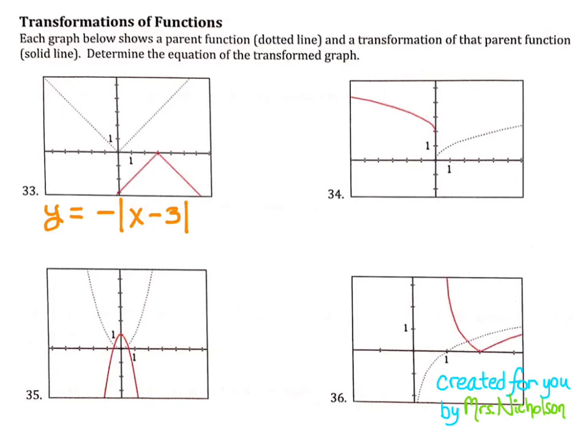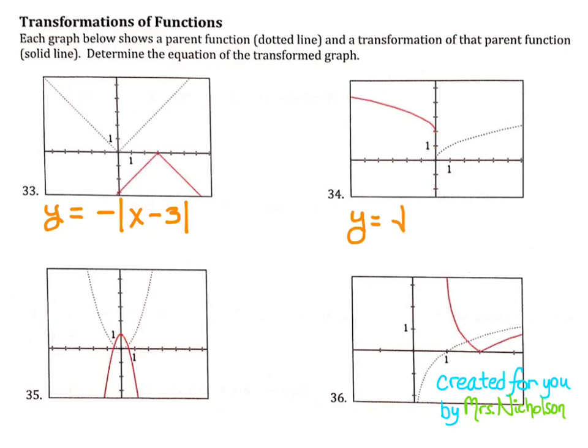All right, number 34, looks like our parent function here is the square root function. And this time it's been reflected over the y-axis. If I reflect over the y-axis, that transformation is going to be a negative x. We're going to have that negative sign, but it's going to be on the x. And I've got a vertical translation of 2.